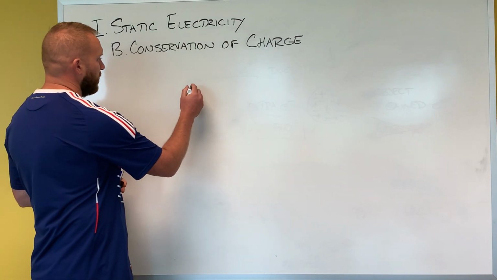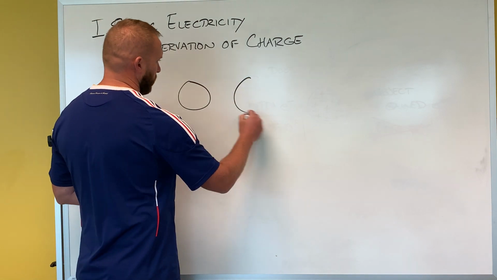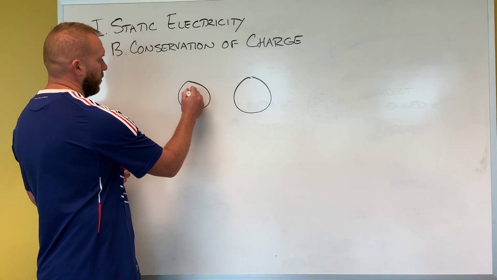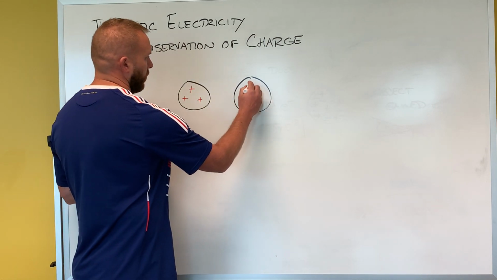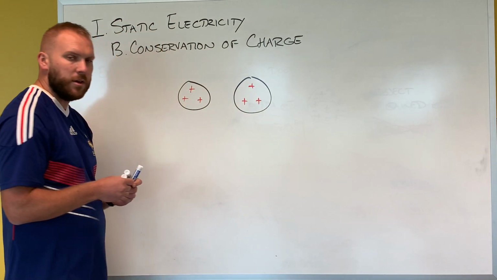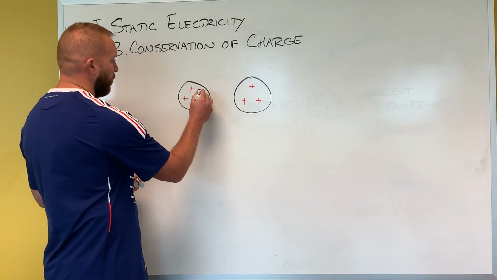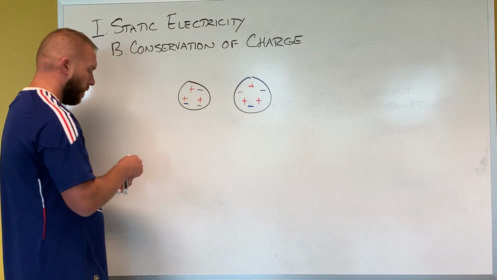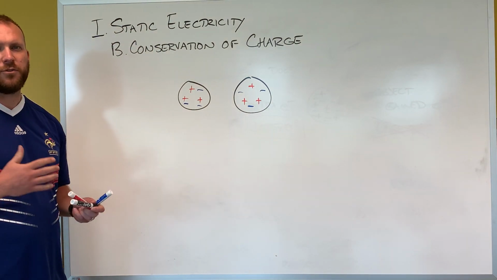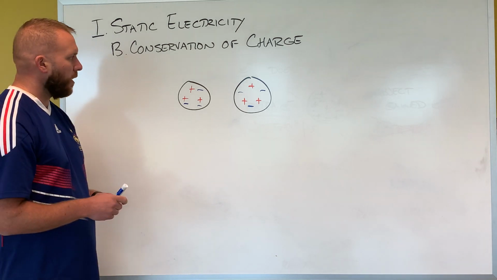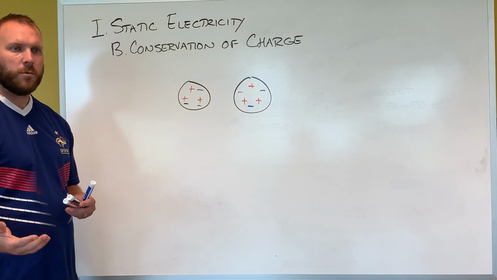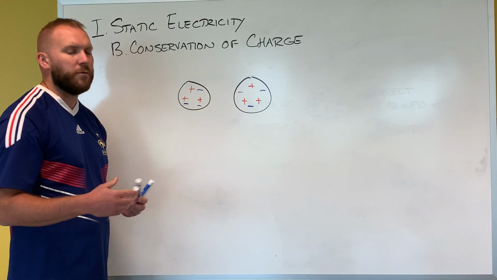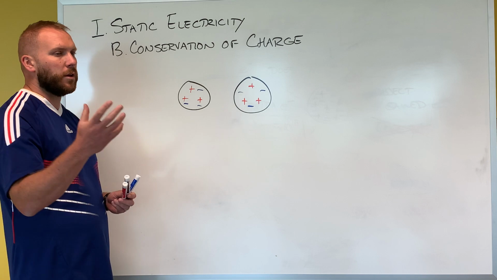So an idea is if we have two objects that are neutral, meaning they have equal amounts of charge, of positives and negatives. What we can do is we can transfer this charge from one object to the other. It doesn't destroy charge on one of them or create it on the other, it's just allowing the charges to move.